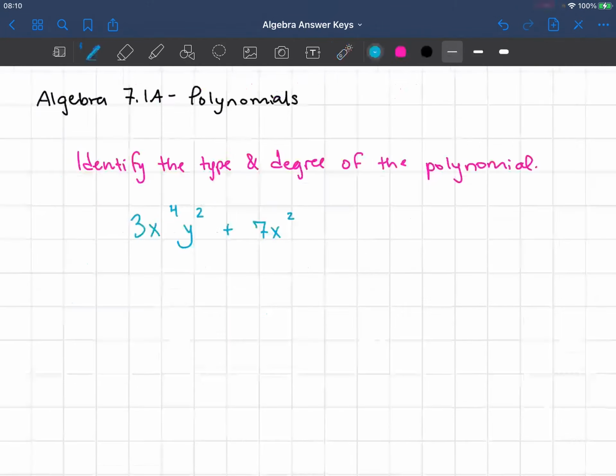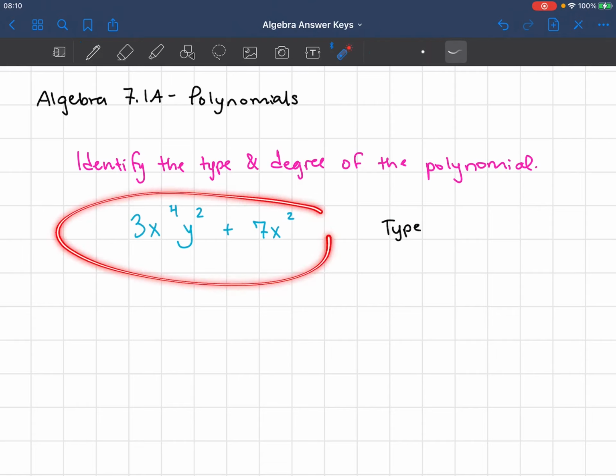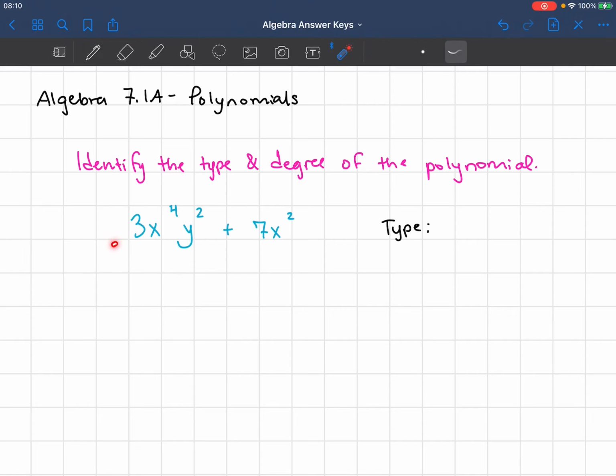Your homework may ask you to identify the type and degree of the polynomial. So here's our example, 3x to the 4th y squared plus 7x squared. The first thing we're going to do is tackle the type of polynomial, which is asking us how many monomials make up this total expression. How many terms are there in this? We see that there's 2 terms separated by a plus sign. So because there's 2 terms, we identify this, using the notes that you definitely just took, as a binomial.